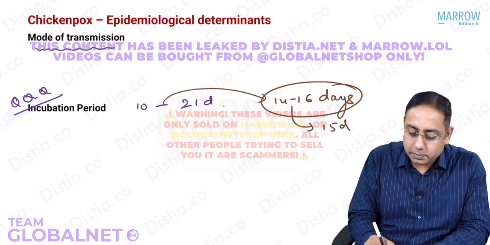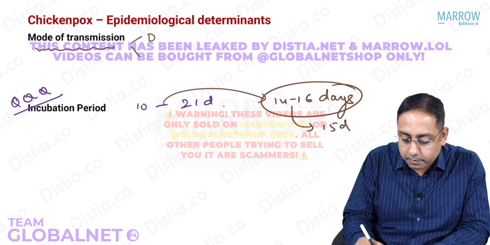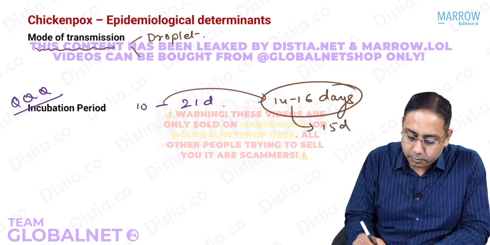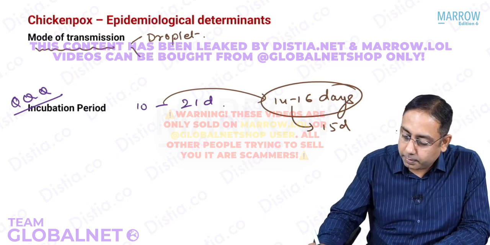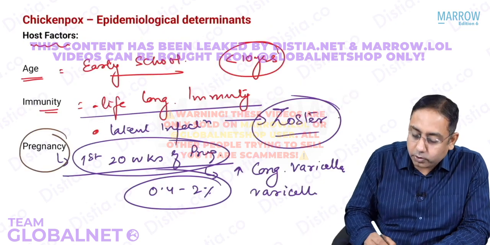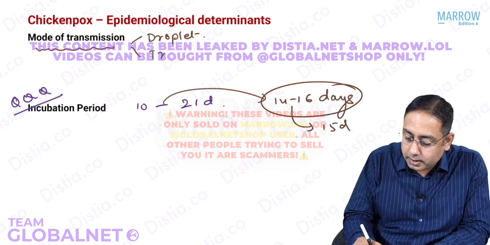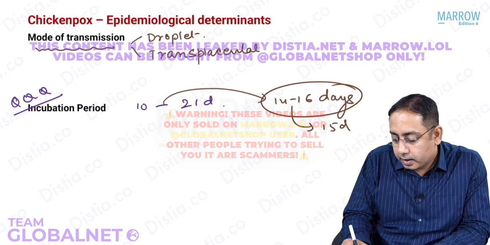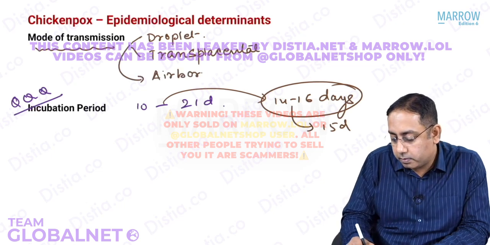What is the mode of transmission? For chickenpox, it is a droplet mode of transmission. There could also be the mother. You remember we just talked about the host factors, that the mother can also give the infection to the child. So the transplacental mode may also be there. Alongside, the infection may also have an airborne mode.